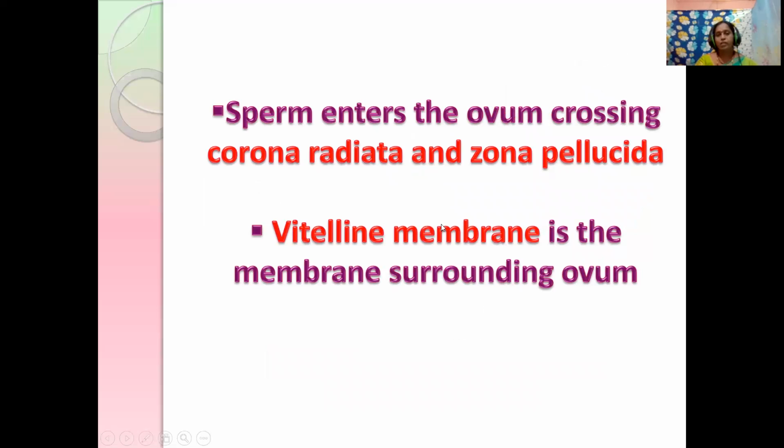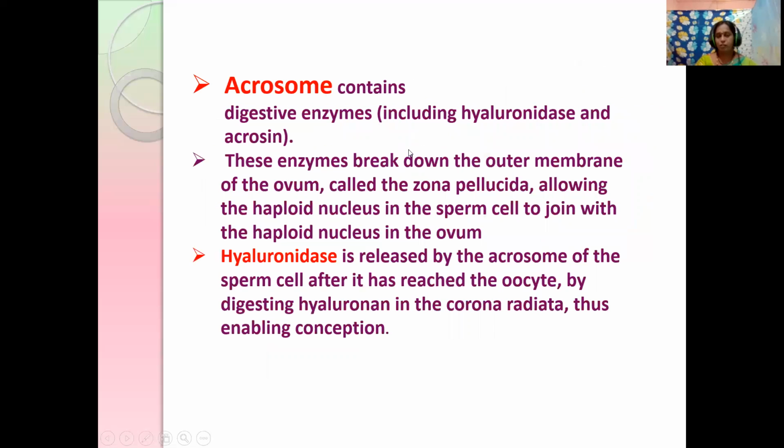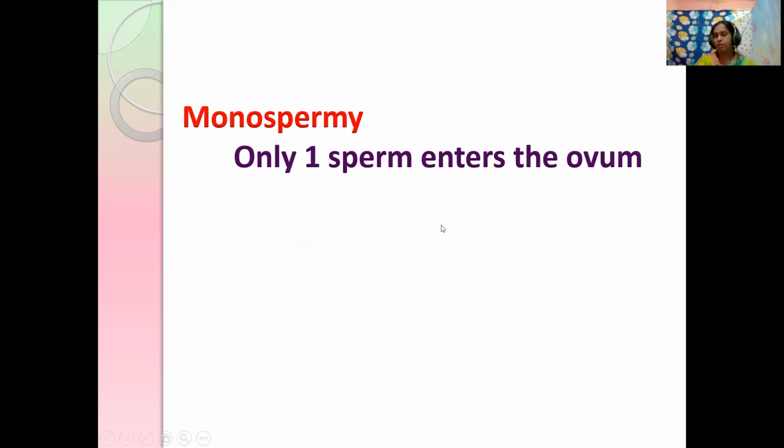Over here, you see the enzymes released during copulation, that is acrosome and hyaluronidase. The acrosome breaks the zona pellucida layer, and the hyaluronidase digests the corona radiata layer, and this all enables the sperm to penetrate into the egg. Only one sperm enters into the ovum, and this is called monospermy. Mono means single.